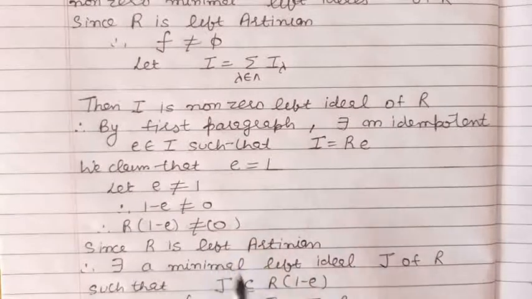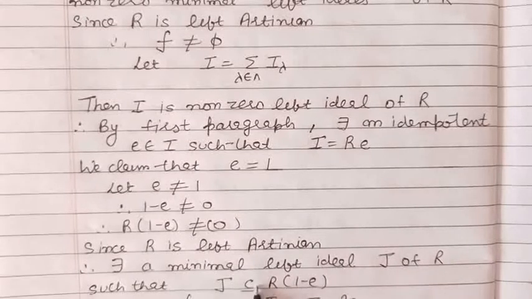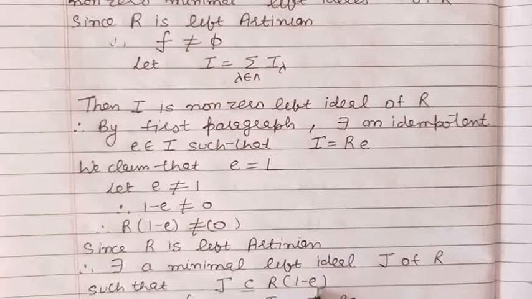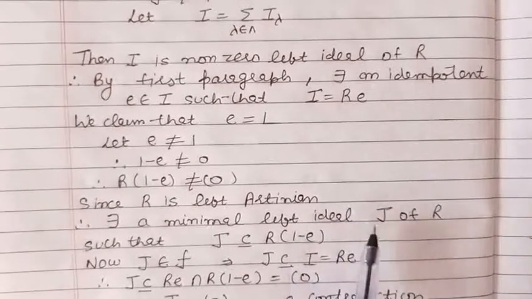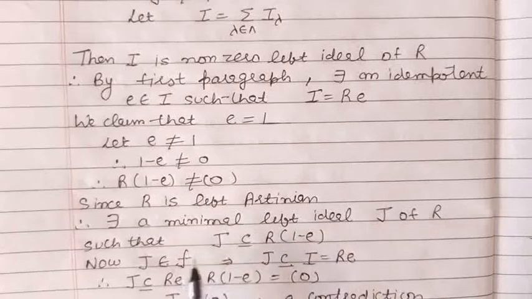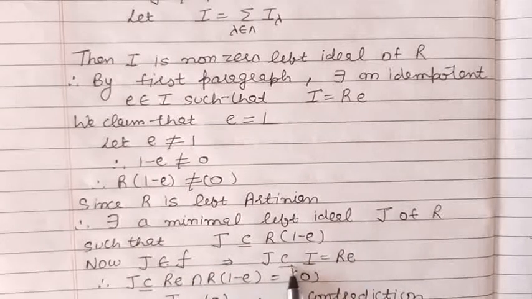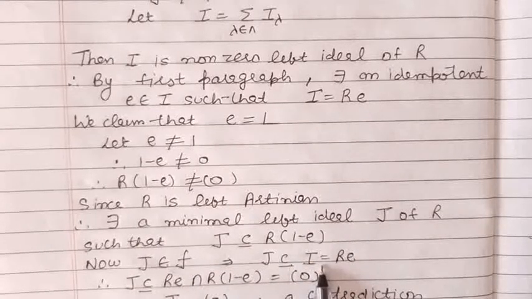Now we are given R is left Artinian. Therefore there will exist a minimal left ideal, say J, of the ring R, which will be contained in R(1 minus E). Now because J is a minimal left ideal of R, and the collection of all the minimal left ideals of R we have taken as F, J belongs to F, and therefore J is contained in I, because I is the sum of all the minimal left ideals of the ring R which are in the family F.